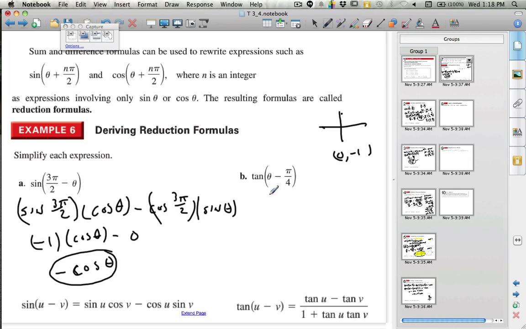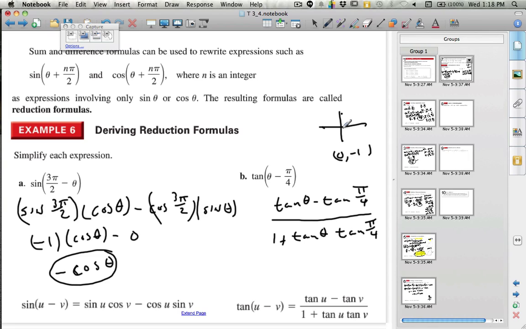Okay, and if we look at tangent, this is a little more complicated because we now have a fraction. So I'm going to have the tangent of theta minus the tangent of pi over 4, divided by 1 plus the tangent of theta times the tangent of pi over 4.